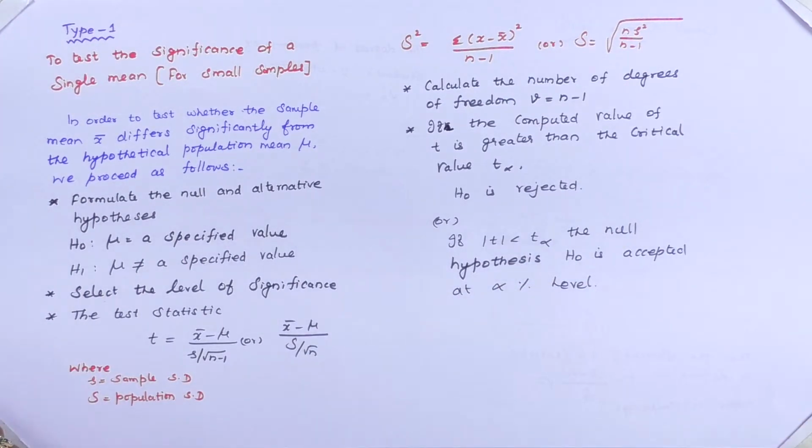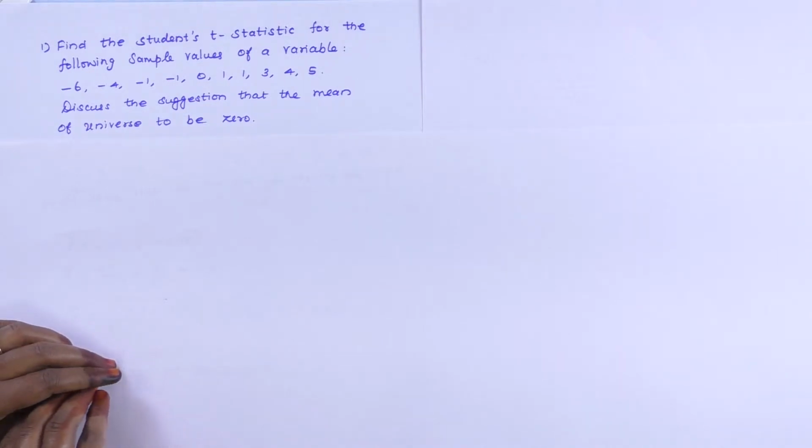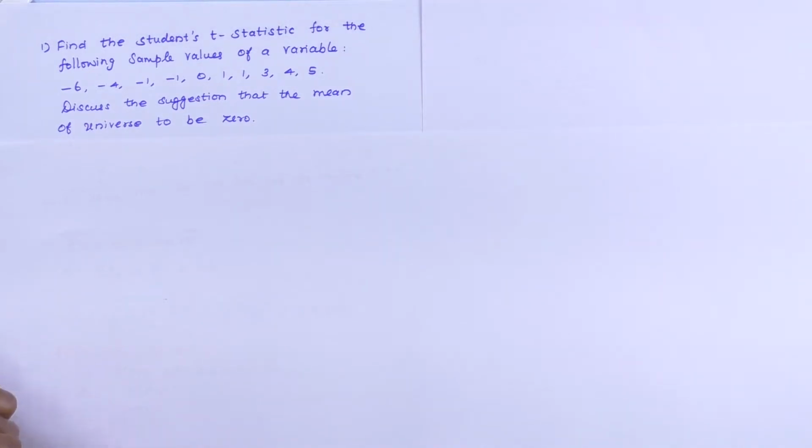Here we have a standard table for finding the tabulated value. We can use the table chart for taking the 1% level of significance or 5% level of significance. Now we are going to solve some problems based on small sampling.